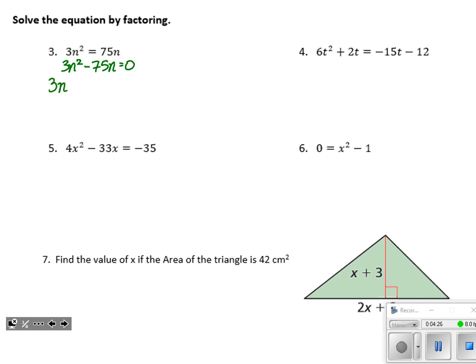When I have two terms like this, and they're both variable terms, I'm able to take a greatest common factor. So in this case, 3n, and I'm left with n minus 25. So my solutions are n equals 0 from that loose factor of n out front, and n equals positive 25, because that's what would zero out this factor that we had as well.